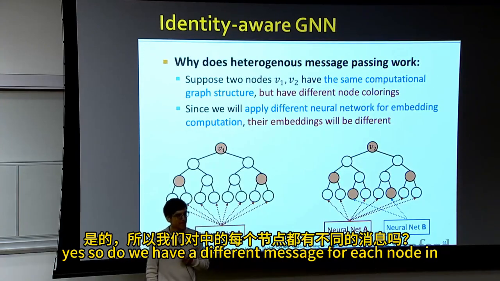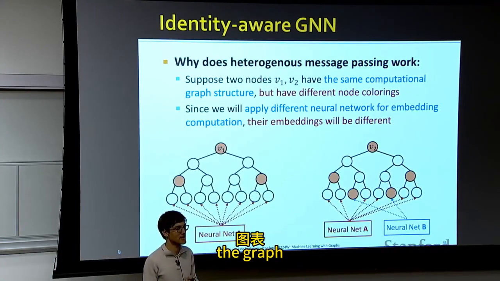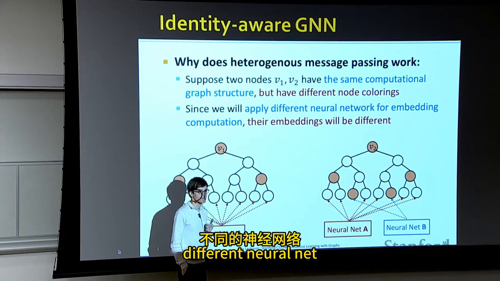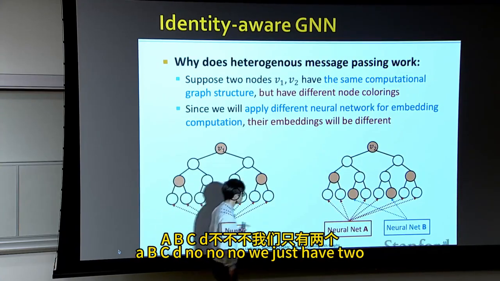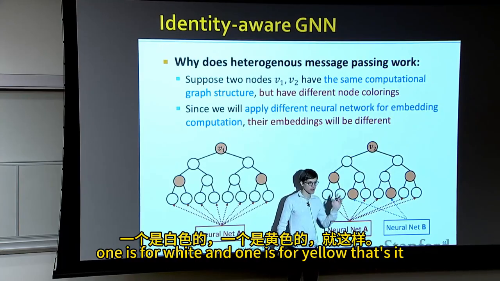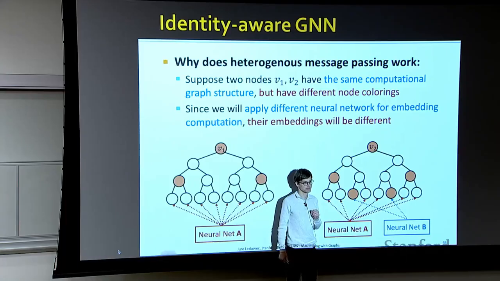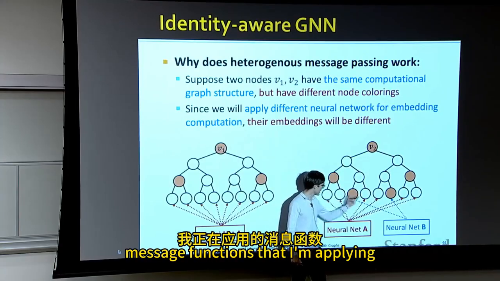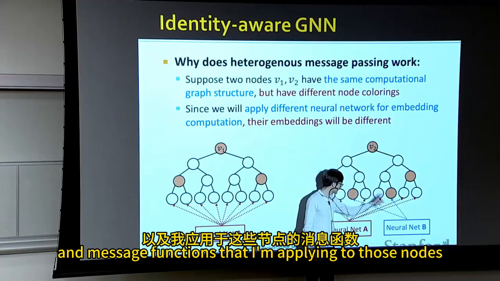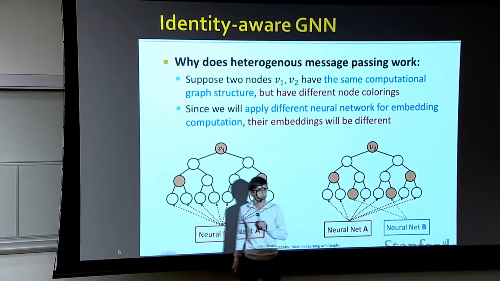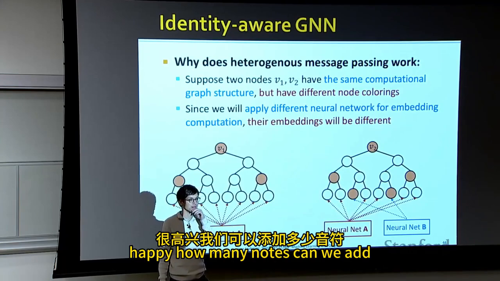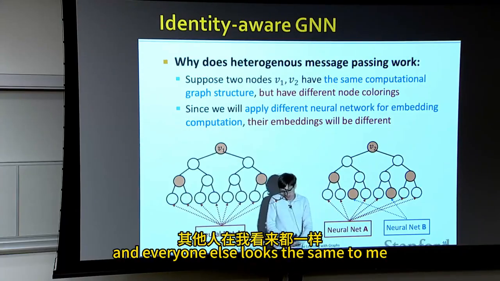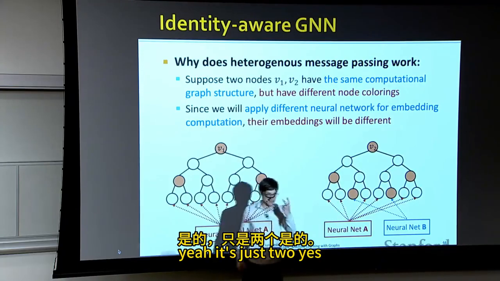Yes? So do we have a different message for each node in the graph? No, what do you mean, a different node? Different neural nets A, B, C? No, we just have two. One is for white and one is for yellow. That's it. I have just two message functions: message functions that I'm applying to these nodes and message functions that I'm applying to those nodes. Happy? I just have two colors, right? I only know who the root is, and everyone else looks the same to me. Yeah, it's just two.